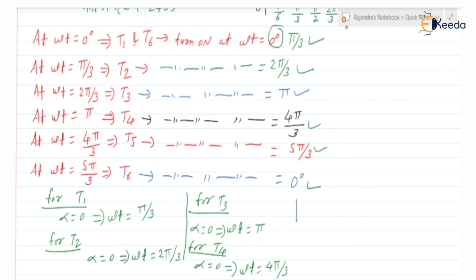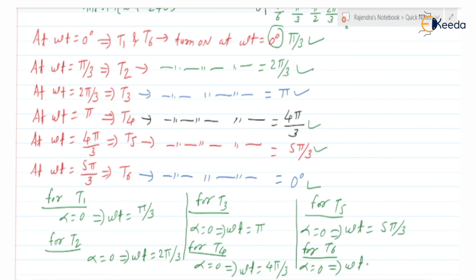For T5, alpha equal to 0 is nothing but omega t equal to 5 pi by 3. And for T6, alpha equal to 0 means omega t equal to 2 pi, or 0 degree. Is that clear?